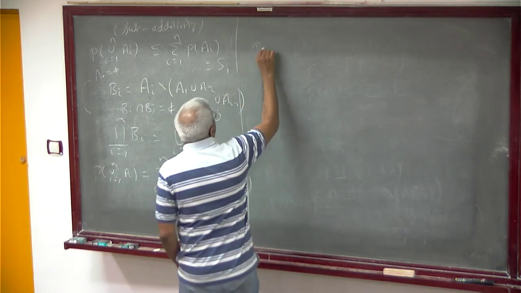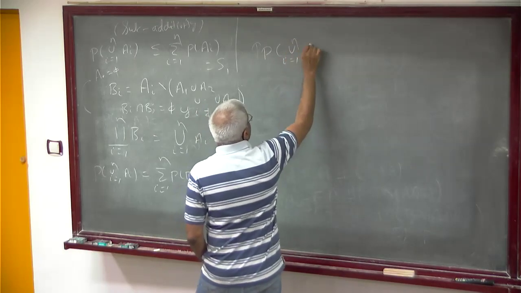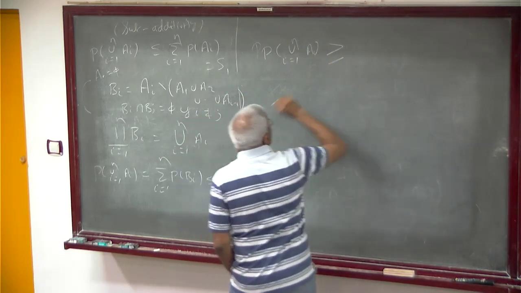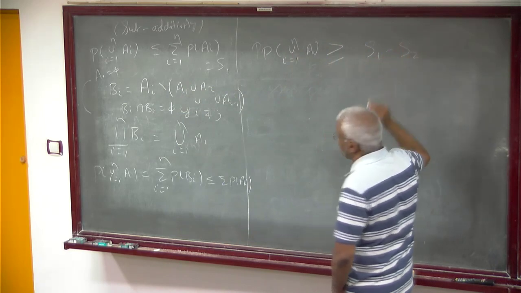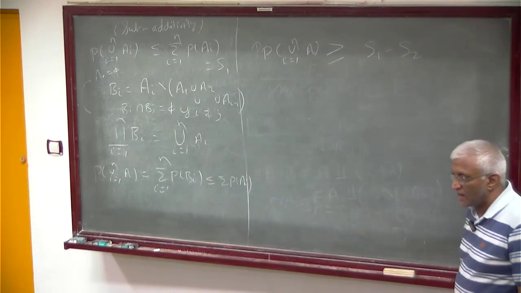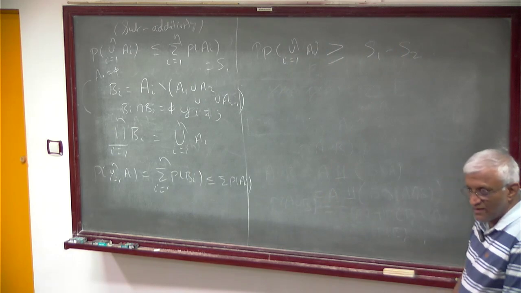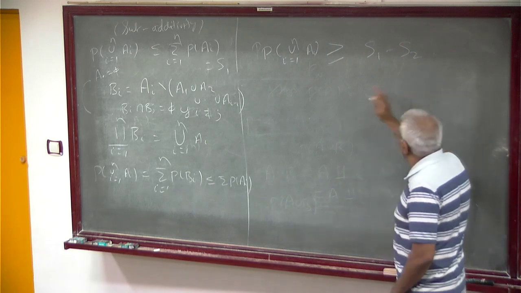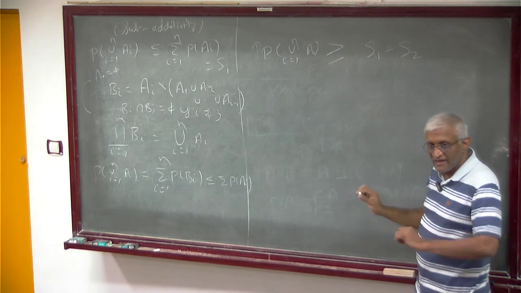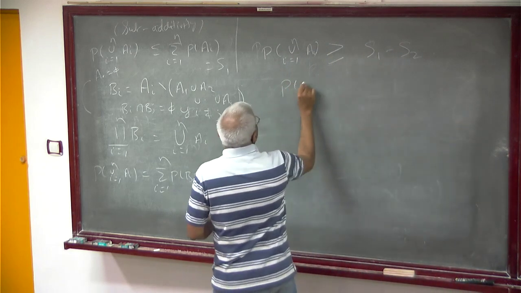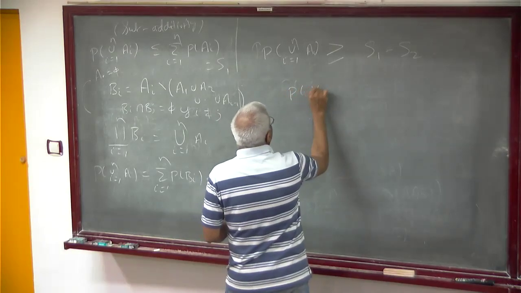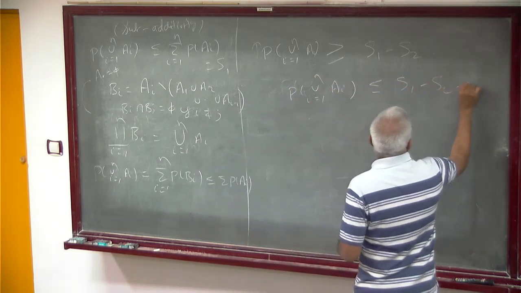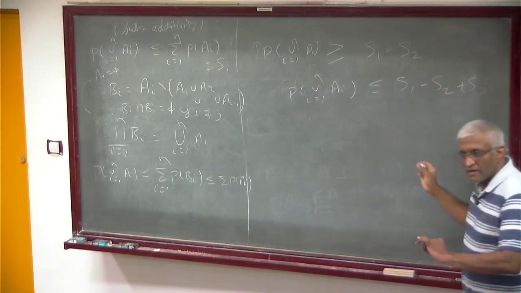And further, it is also true that the probability of union of i equal to 1 to n of Ai is less than that S1, but it is also greater than or equal to S1 minus S2. We can prove it by induction. And for other things, up to K, it will oscillate between them. The probability of union of i equal to 1 to n of Ai will be less than or equal to S1 minus S2 plus S3.